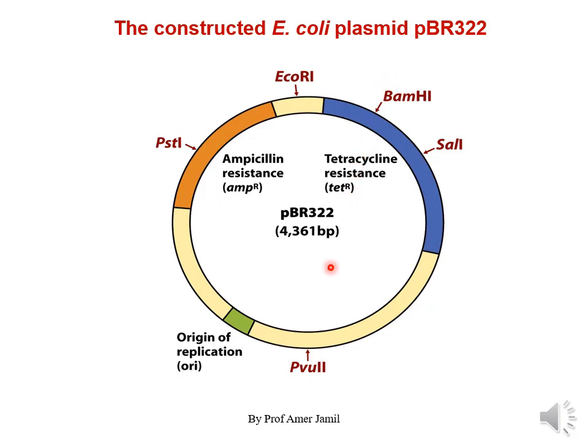This is a cloning vector. As you can see, there is an origin of replication and there are selectable markers. These are mainly antibiotic resistance genes like ampicillin resistance or tetracycline resistance. In some of the plasmids, two different antibiotic resistance genes may be present for selection, but in some cases only one antibiotic resistance gene is present. In most of the plasmids, one antibiotic resistance gene is present.